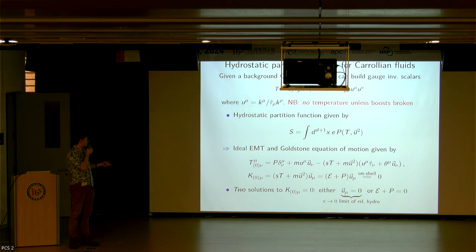But of course, even though U is 0, the spatial part of it at least, you still have the Goldstone. And that's what people interpreted as a fluid velocity, and that's what led to some confusion. The other branch is this one where E plus P is 0 and is, in some sense, more conventional. That's what you would naively guess happens in a Carrollian system.